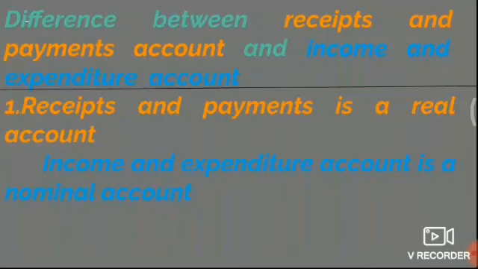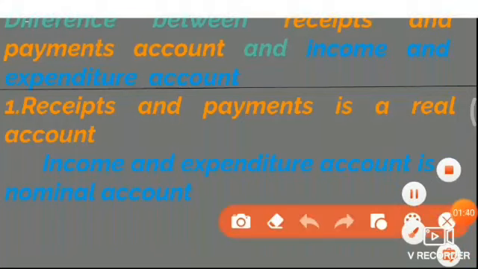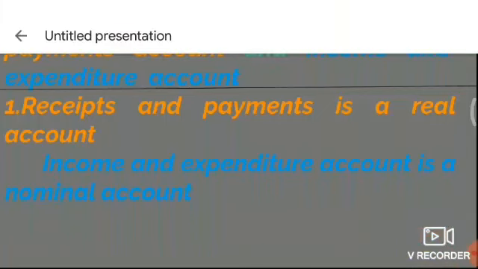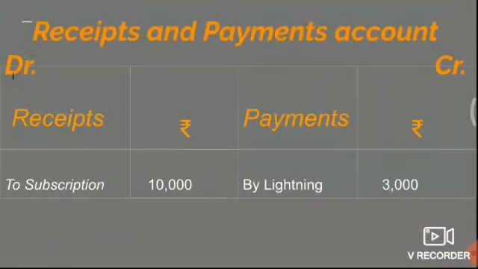Now the main differences between the receipts and payments account and the income and expenditure account are: number one, receipts and payments account is a real account. On the other hand, income and expenditure account is a nominal account. So let me explain you with an example. Now this is an example of the receipts and payments account. Receipts and payments account is a real account.